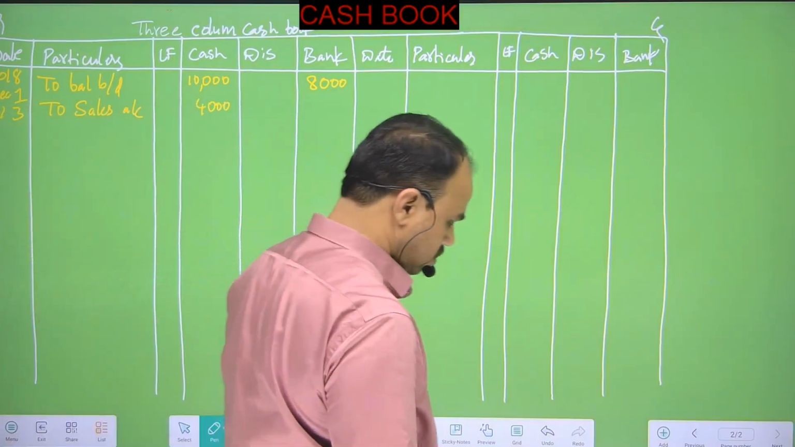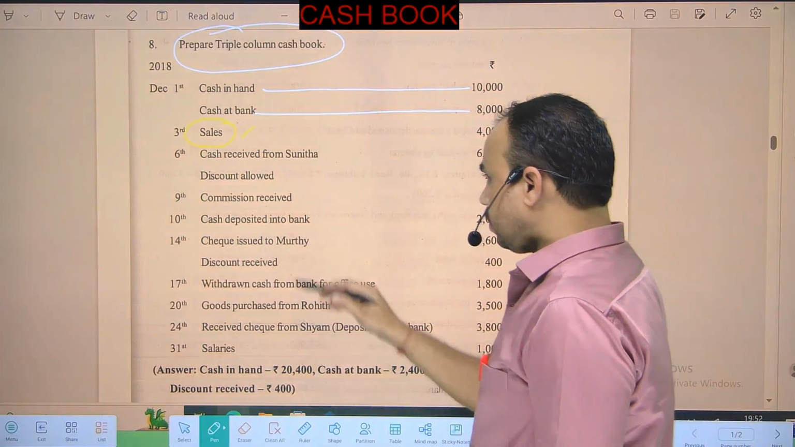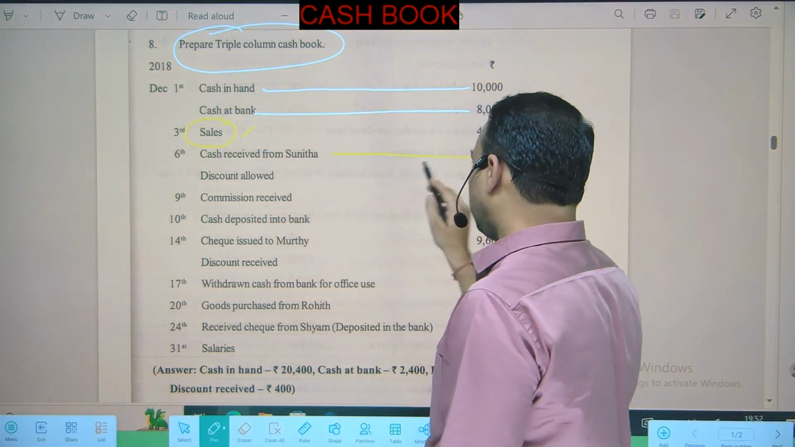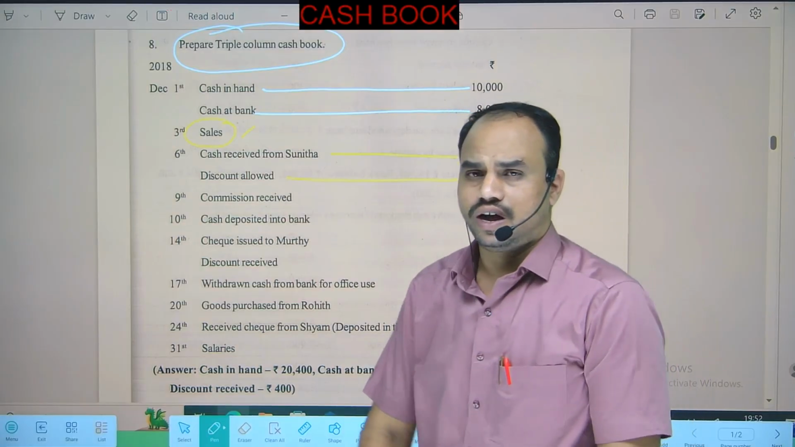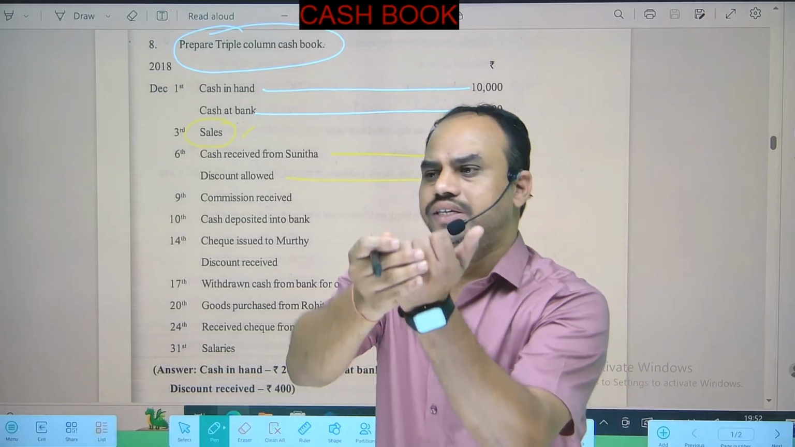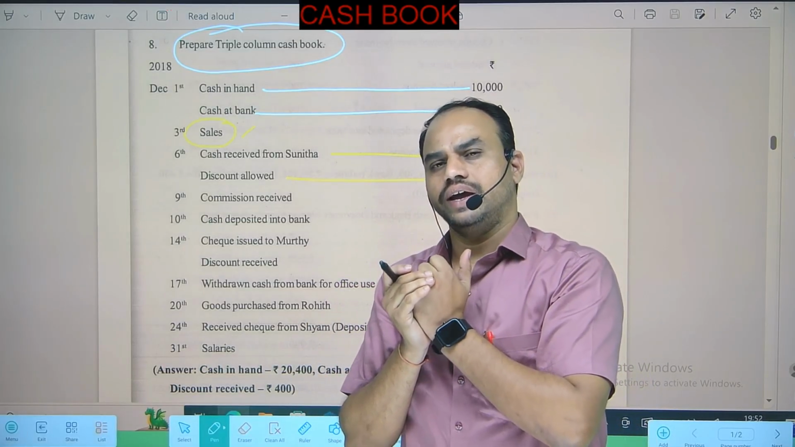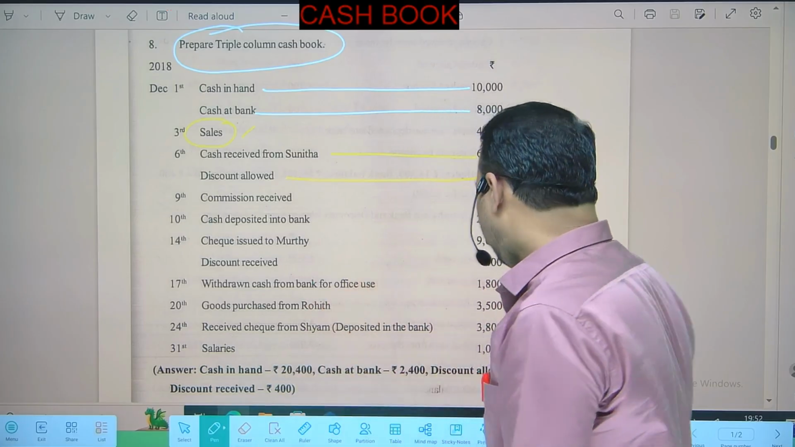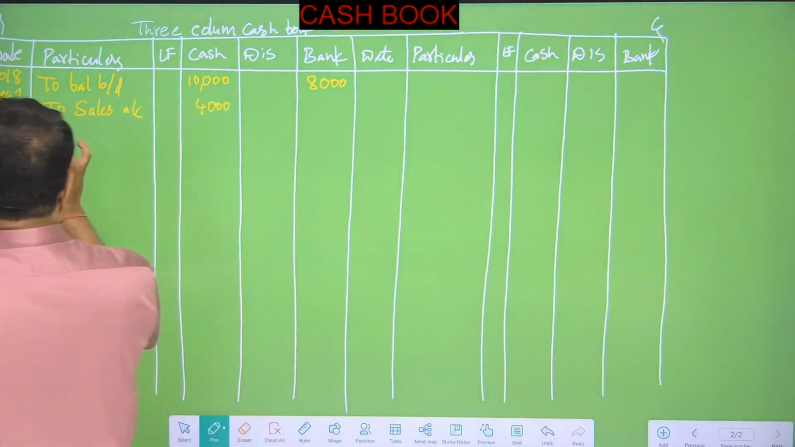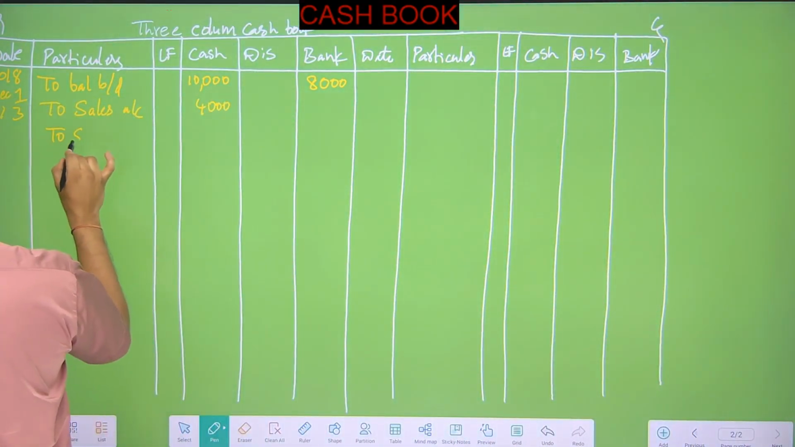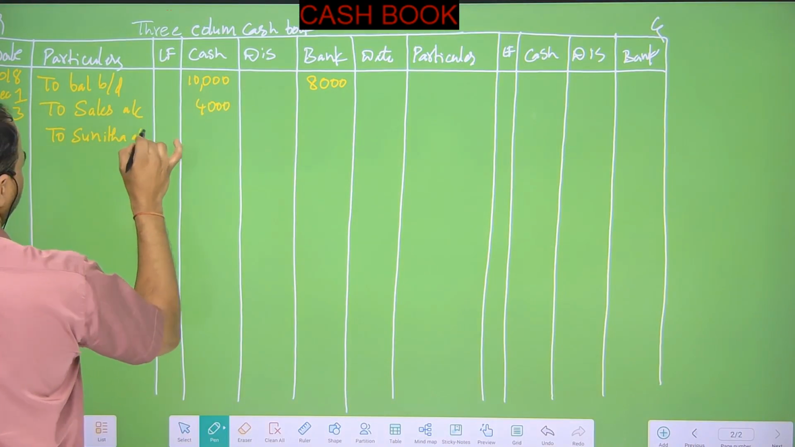Okay, see the next question, beta. Cash received from Sunita 6,800 and discount allowed 200. From Sunita, the business is receiving cash. That means cash is coming into the business. Money is coming in, so write on the debit side. This is the debit side. From whom are we receiving cash? Sunita. So write down here 'To Sunita account'.